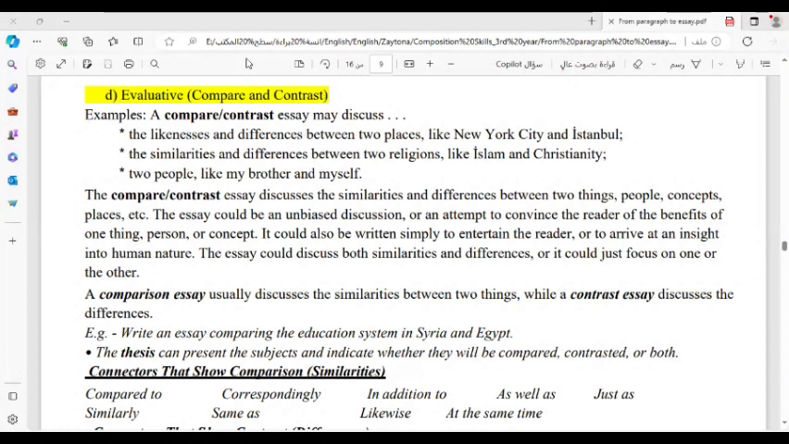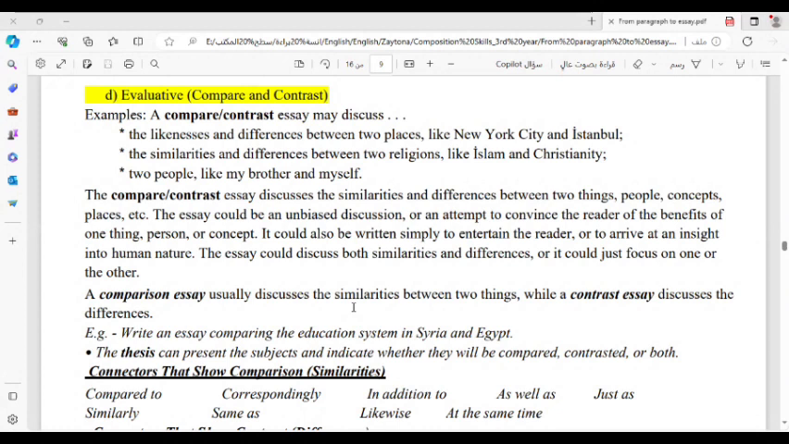Evaluative, compare and contrast. Example: a compare and contrast essay may discuss the likeness and difference between two places, like New York City and Istanbul; the similarities and differences between two religions, like Islam and Christianity; two people, like my brother and myself.